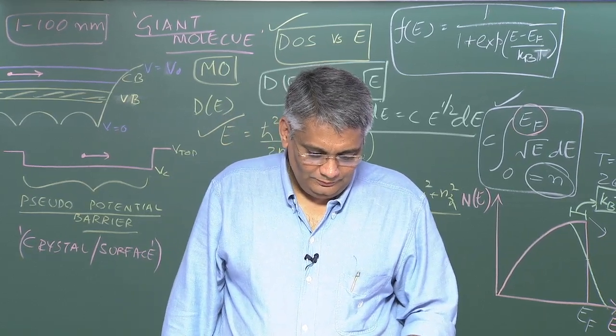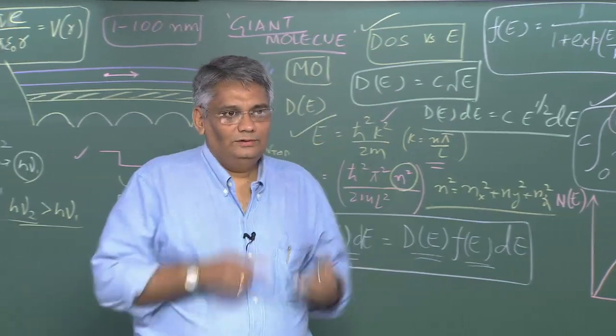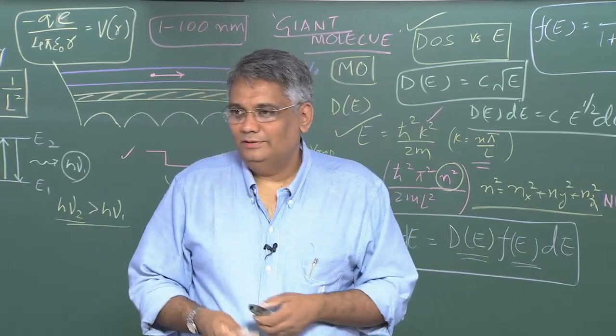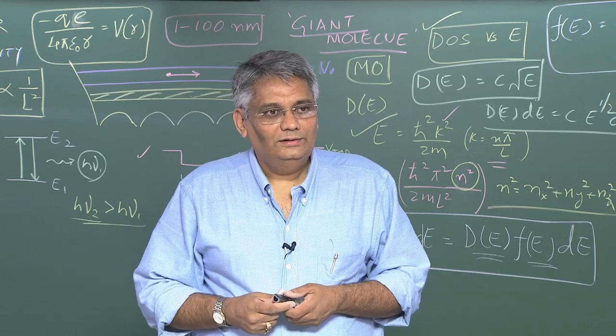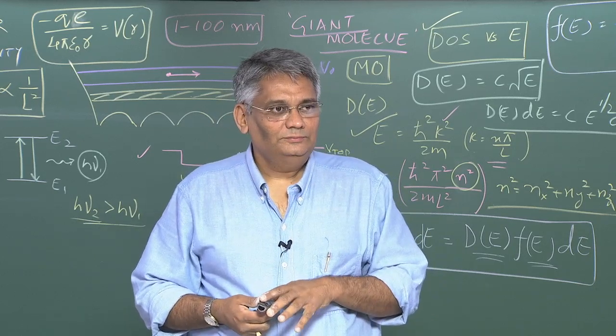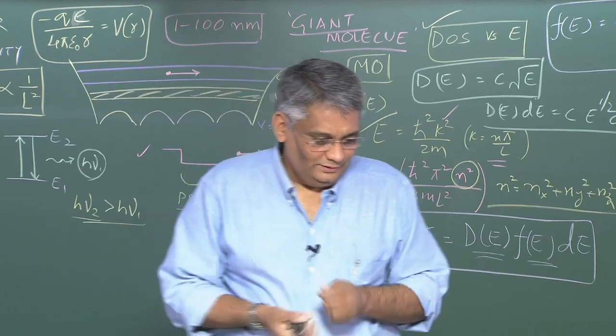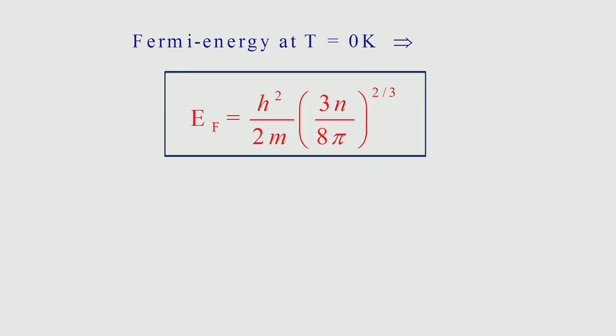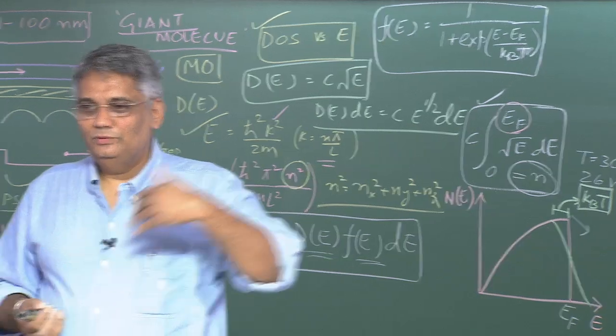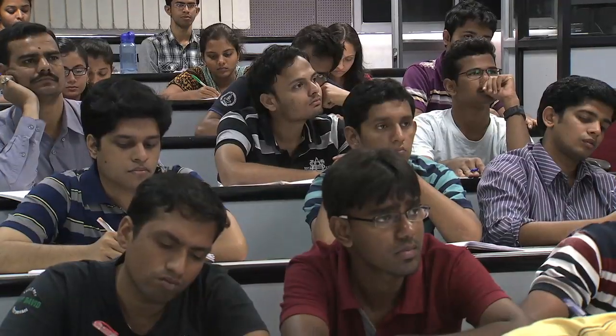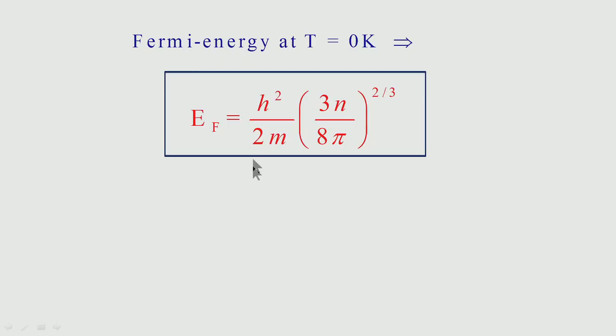Now, again we can go through the complete derivation process and get to this expression, where EF is given by this relation: h squared by 2m times (3n by 8 pi) to the power 2 by 3. Normally the complete derivation process we do in the regular condensed matter physics course. So I can help you to actually calculate these expressions. It's not a problem at all.